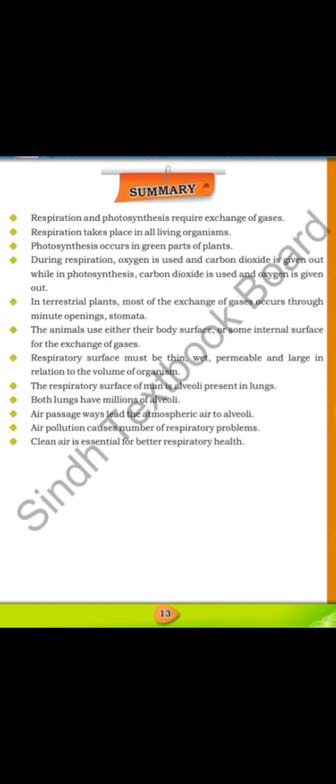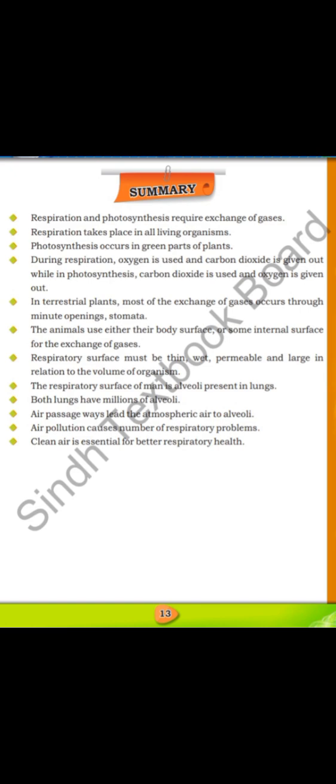And that is our next point. Photosynthesis occurs in green parts of plants. Dear students, according to this point, photosynthesis occurs in plants due to the presence of chlorophyll, a green pigment, and it is present only in plants. Therefore, plants undergo the process of photosynthesis.